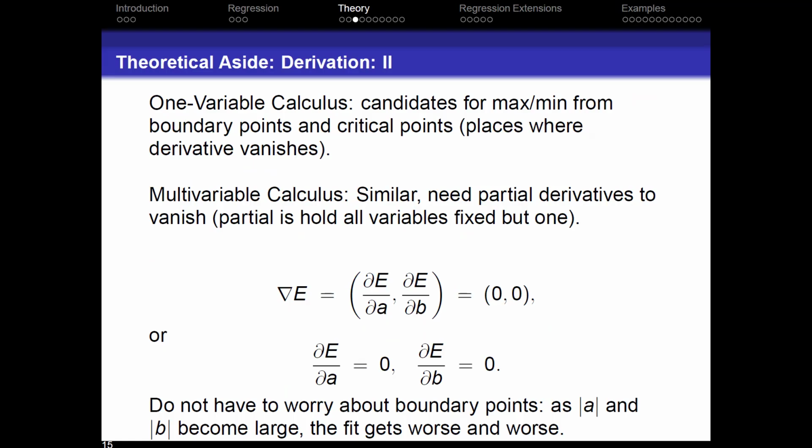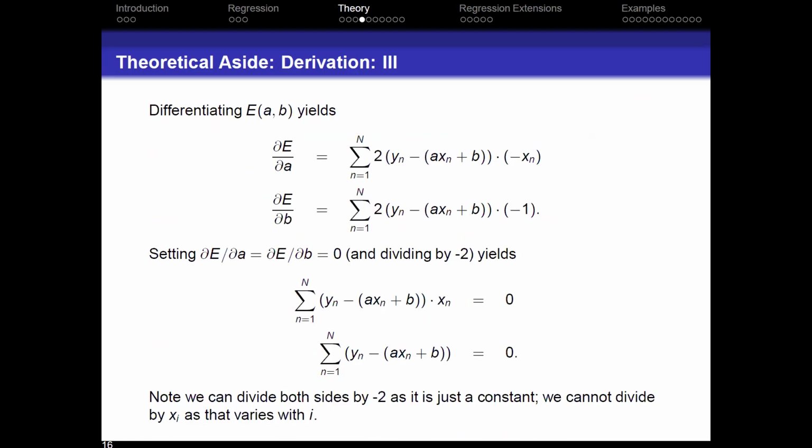Gradients, remember that? So I have the vector dEdA, dEdB. I want that to be 0, so I want each one of them to be 0. As I said, I don't have to worry about the boundary points. So now when we take the derivative with respect to a, the 2 comes down. I get yn minus a xn plus b times negative xn. Something similar when I take the derivative with respect to b. And so now I have 2 equations and 2 unknowns.